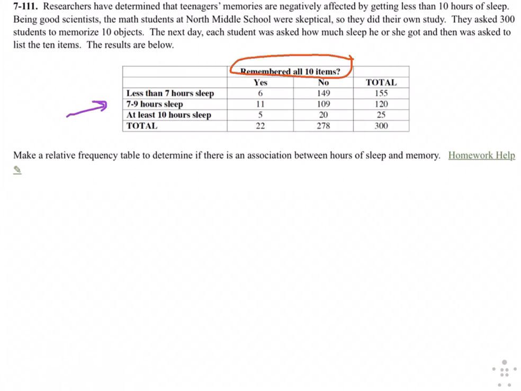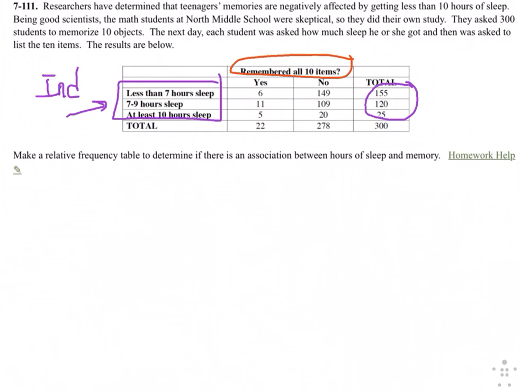So saying that a different way, we're seeing if somebody's memory of remembering all 10 items depends on the amount of sleep they got, right? So in this case, the amount of sleep is the independent. So this over here is the independent. And when we make relative frequency tables, we need to divide by the independent. So in that case, we're going to be dividing by these, by the independent.